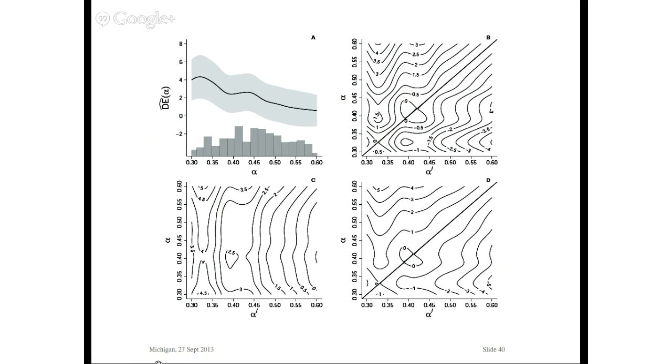So here are the results from the trial. Again, we have the direct effect estimate, the indirect, the total, and the overall effects. The solid line there is the point estimate of the direct effect. That shaded region, those are point-wise Wald 95% confidence intervals. The histogram is just showing you the empirical distribution of vaccine coverage in the study.